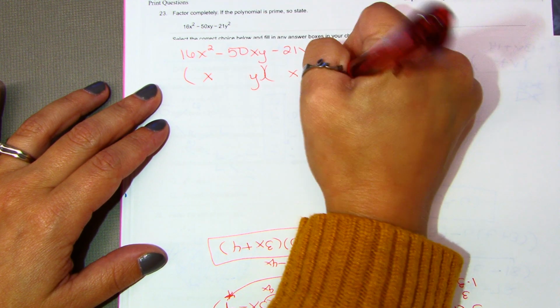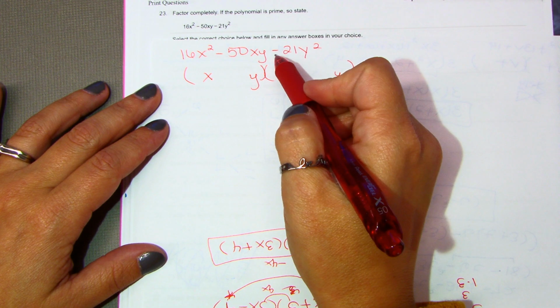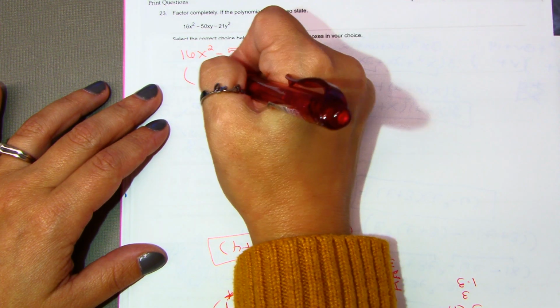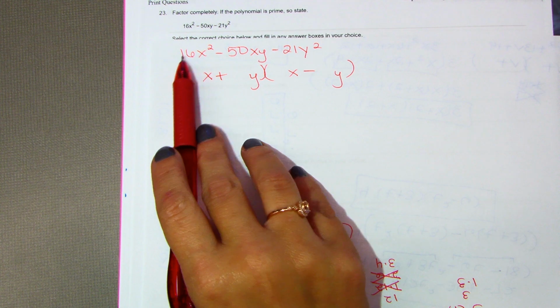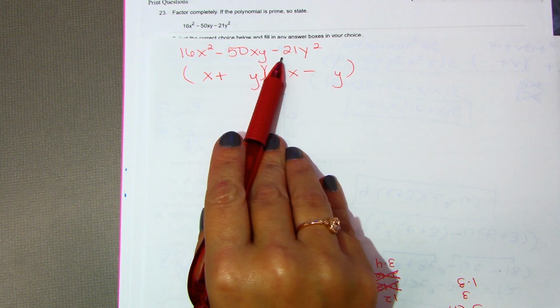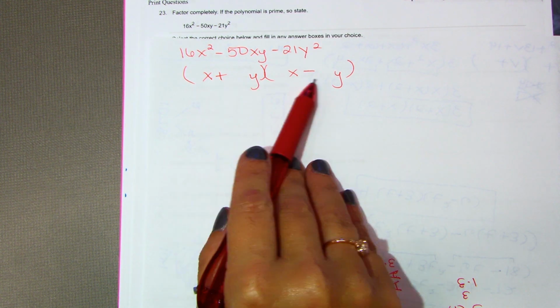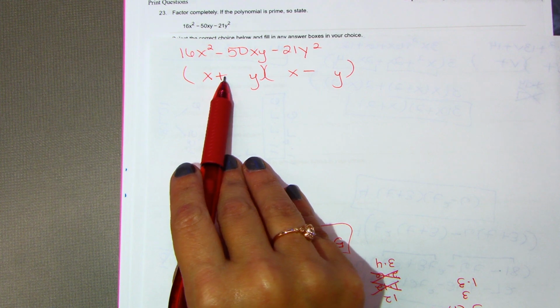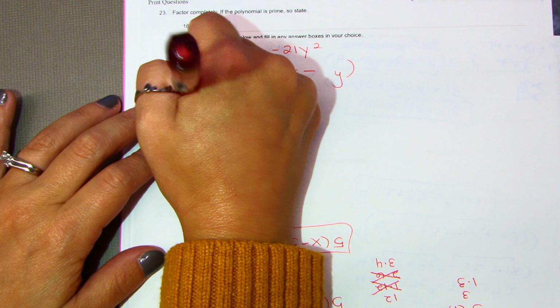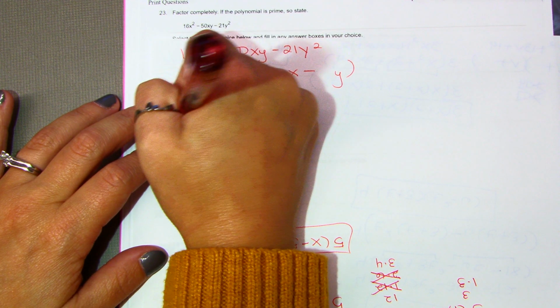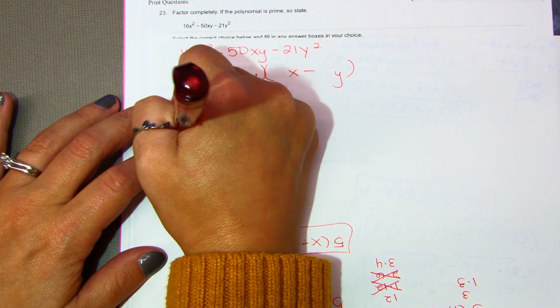So here we go. All right, 16, we've got 1 times 16, 2 times 8, 4 times 4. So we've got three options there. 21, luckily we've only got two options: 1 and 21, and 3 and 7. Now, when the signs are opposite inside of here, that means they're going to subtract together to give us 50. So I need to get some pretty large numbers in order to be left over with negative 50.